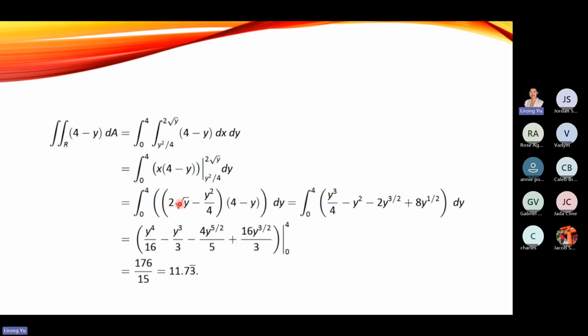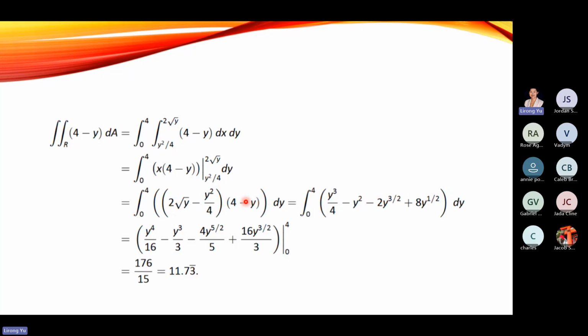The first one has a root of y. Root y is y to the 1/2 power. So y to the 1/2 power times 4. So that's 8 times y to the 1/2 power. That's this term. And then this one, if you multiply the 4 root, the 2 root y times y, the y will be 3/2 power.